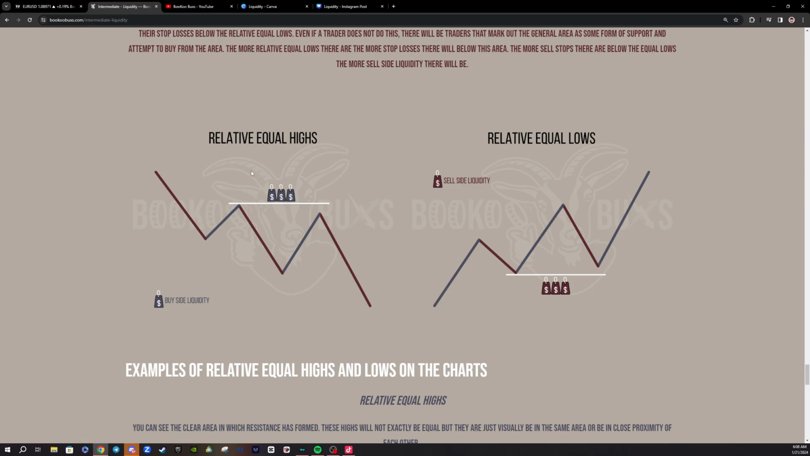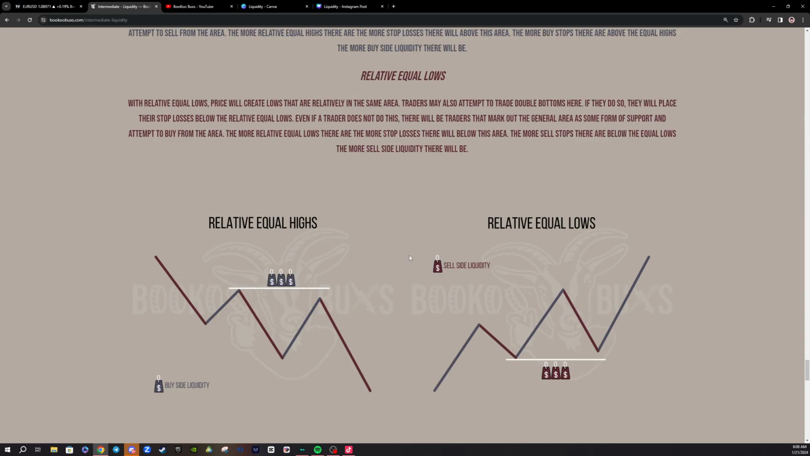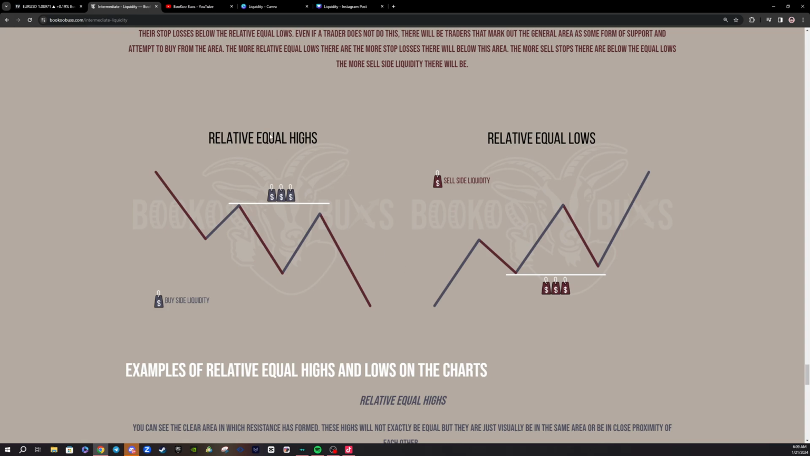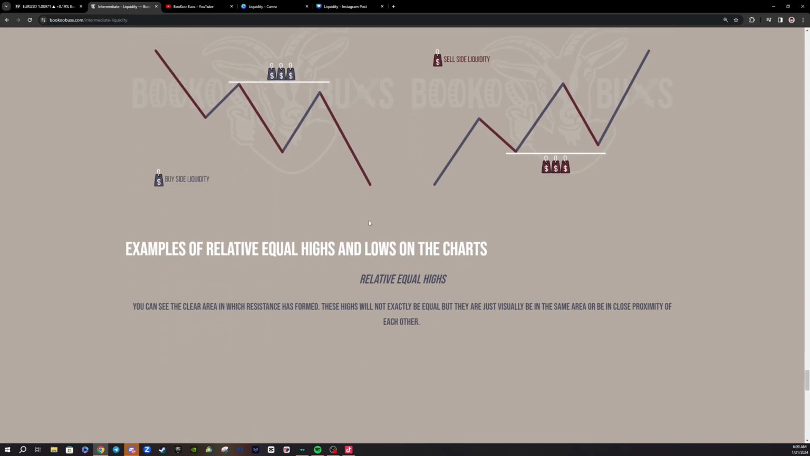Most of the time, you will see relative equal highs and lows more often because the market doesn't always make picture perfect setups where they make picture perfect highs and picture perfect lows right equal to each other. So most of the time, it's going to be relative equal highs and relative equal lows.